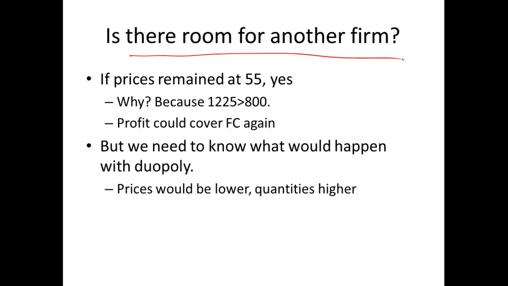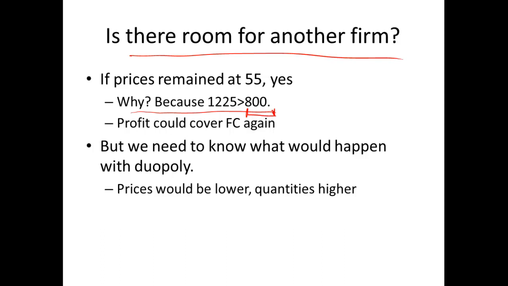Now, before we do math, let's just talk about this at some intuitive level. Let's suppose, what if prices remained at the 55 level that they were with a monopolist? Now, by the way, that's unrealistic because more firms would bring about more output and lower prices, but let's just start with the idea that the price remained where it was. Well, if so, would there be room to cover another firm's fixed costs? The answer is yes, because profits were 1225 with a monopolist, and that's bigger than the 800 it would cost for another firm to get in. And so the monopoly profit could cover the fixed costs of another firm.